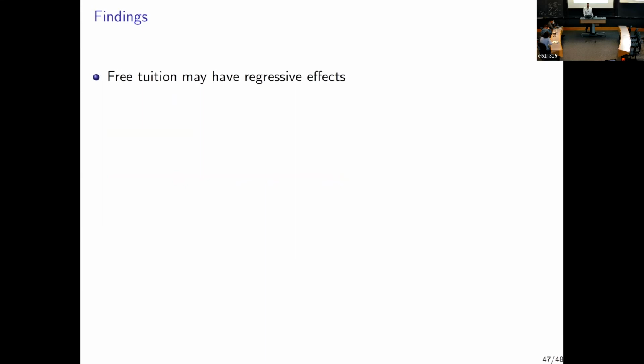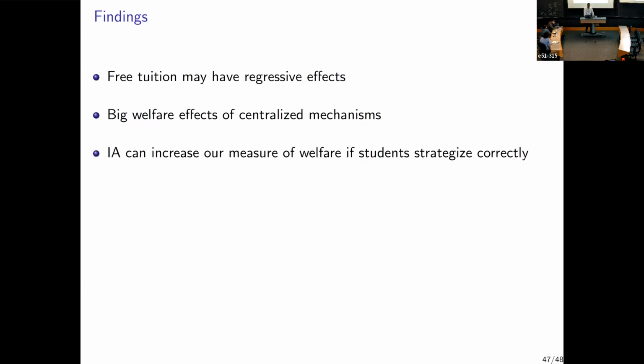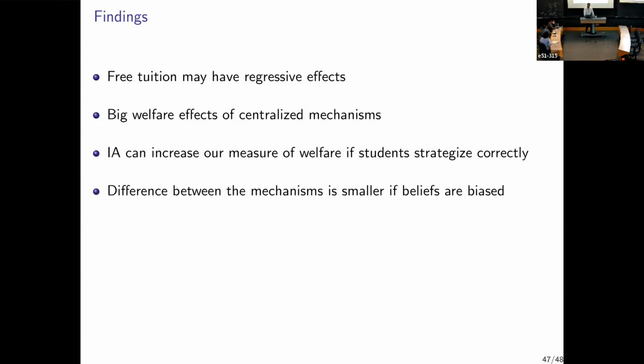The findings that this literature has are, in the case of Alonso Bucaray, that free tuition may have regressive effects that are not obvious at first hand. There are big welfare effects from centralized mechanisms in school choice. Immediate acceptance can increase the aggregate welfare, but only if students strategize correctly. But the difference between the mechanisms is smaller if the beliefs are biased. So this is the difference between adaptive expectations and rational expectations.